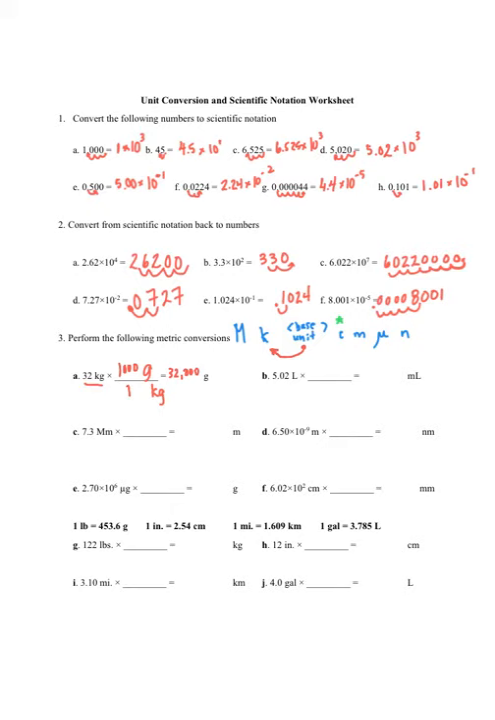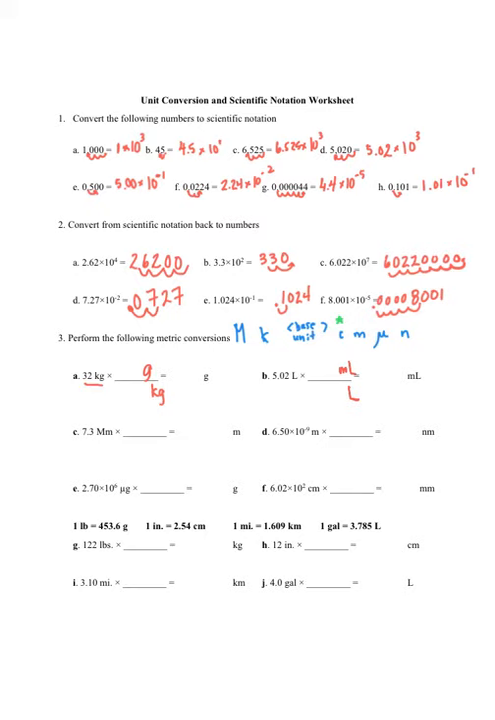32,000 grams in 32 kilograms. In the next problem, I want to determine how many milliliters are in 5.02 liters. Again, I can set this up by allowing units to cancel top and bottom, placing liters in the denominator, milliliters in the numerator of this conversion factor.